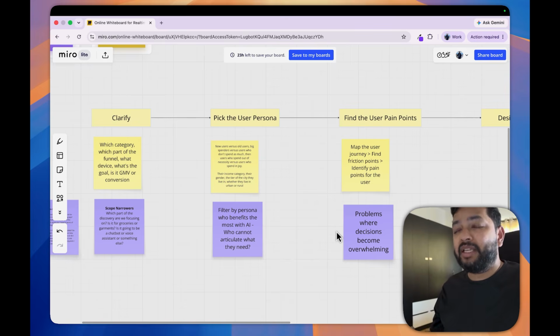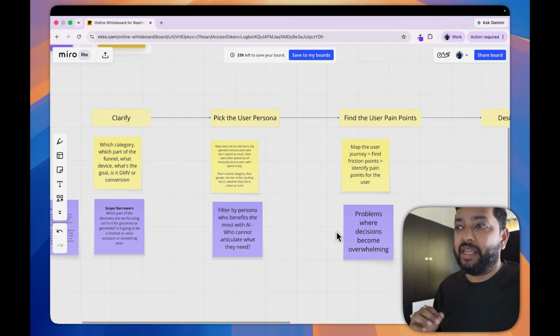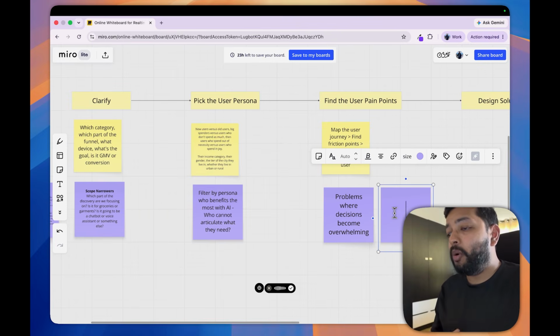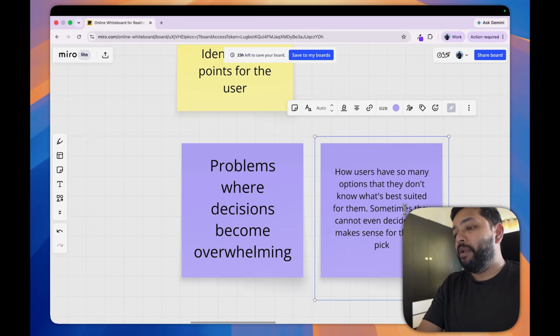Figure out problems in the same user journey where users are supposed to take decisions, and replace those decisions by LLMs, as long as it makes logical sense to have the LLM take the decisions. I'm going to pick a simple pain point around how users have so many options that they don't know what's best suited for them. Sometimes they cannot even decide what makes sense for them to pick. So this is basically a simple pain point.